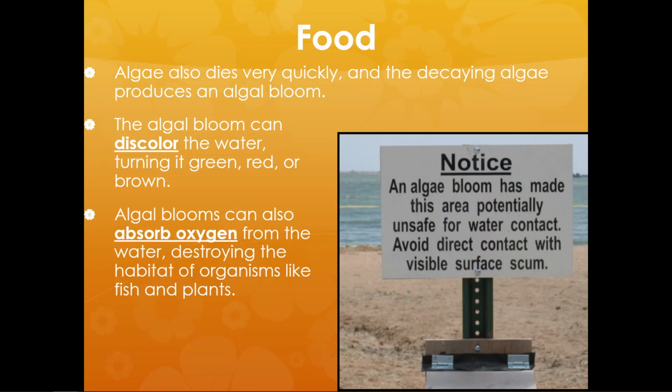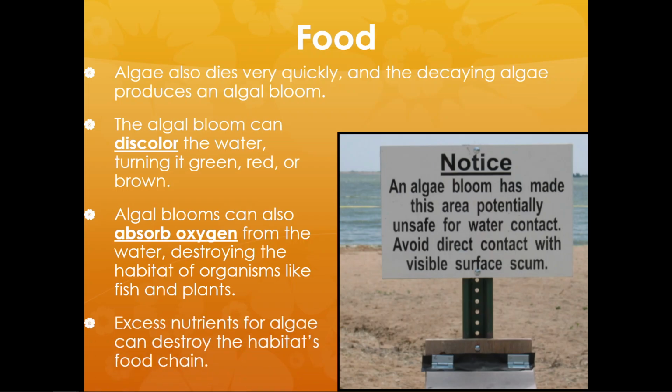These also absorb oxygen from the water, destroying the habitat for organisms like fish and other plants. All right, these excess nutrients for algae can destroy the habitat's food chain. And most of the time, these nutrients come from the fertilizer that we use to produce our own agriculture. All right, so now let's look at water.